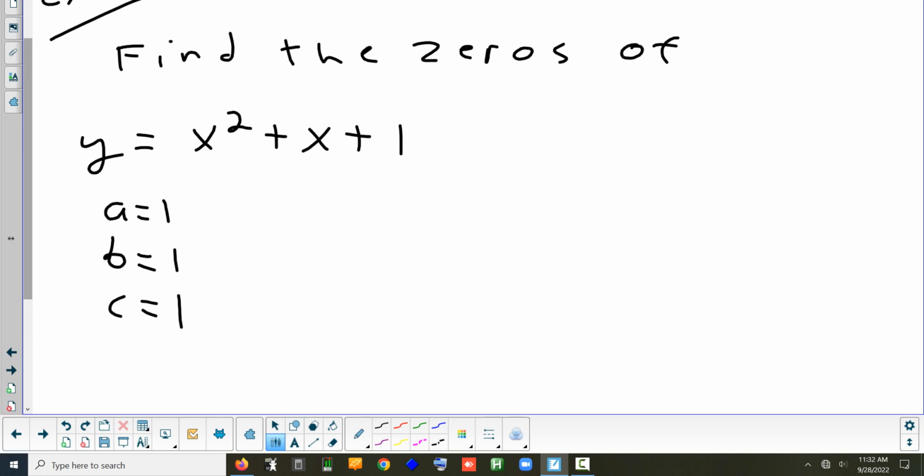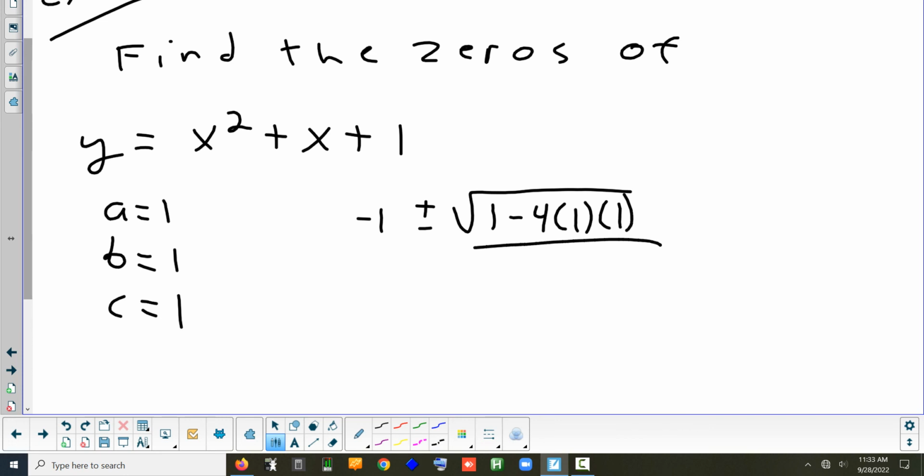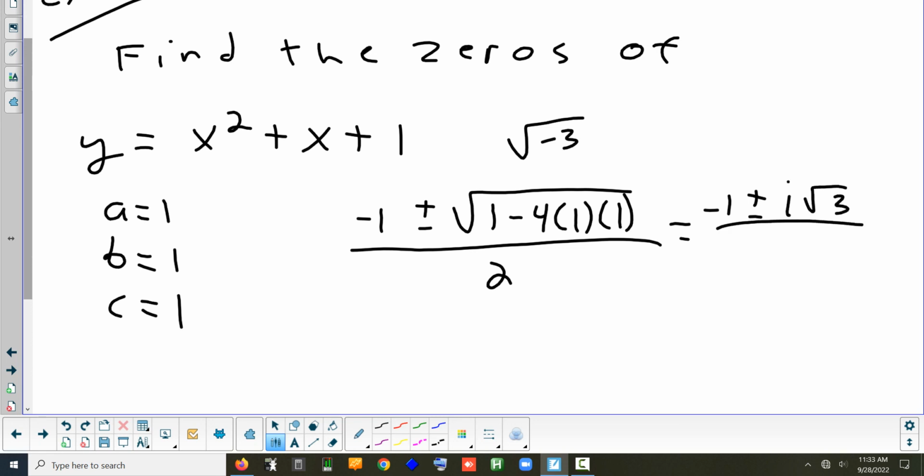So let's do the quadratic formula. Negative b plus or minus the square root of b squared minus 4ac, all over 2. So that's going to give me negative 1 plus or minus, what's going to end up under the square root? Negative 3. We're going to end up with the square root of negative 3. This is why we talked about square roots. How do you write the square root of negative 3? i square root of 3, over 2.